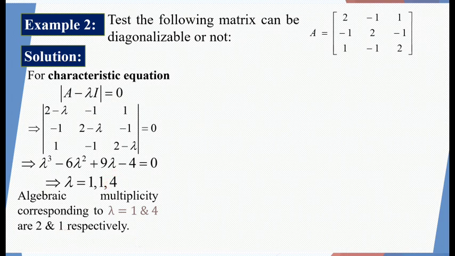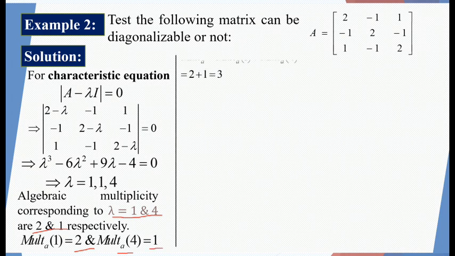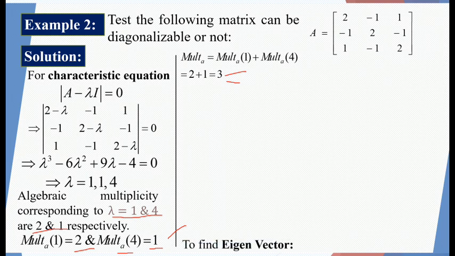So we get the algebraic multiplicity in this particular manner. So we can write the multiplicity of 1 is equal to 2 and the multiplicity of 4 is equal to 1. So the sum of the entire algebraic multiplicity is 3, because for 1 it is 2 and for 4 it is 1. So both are added, so it is equal to 3. Now moving on to the geometric multiplicity. For this we first have to find the eigenvectors.